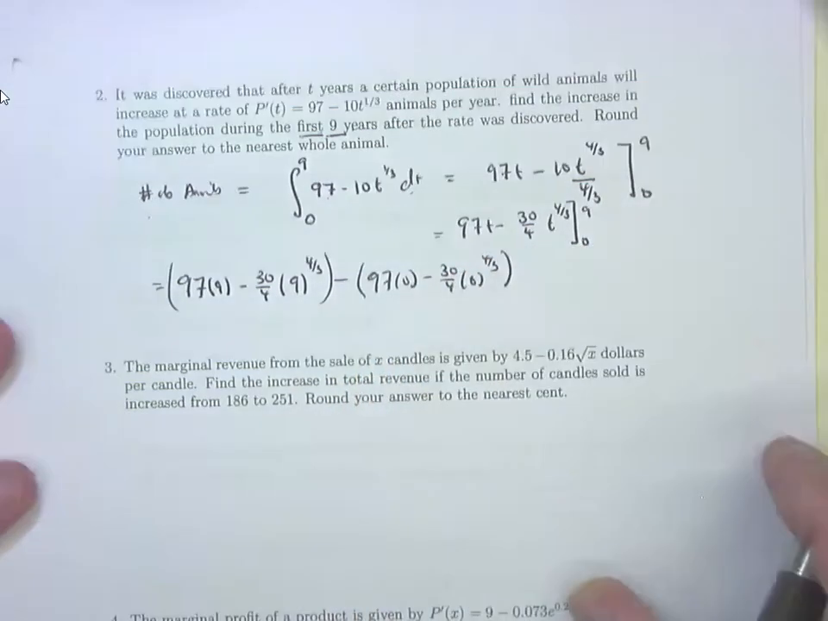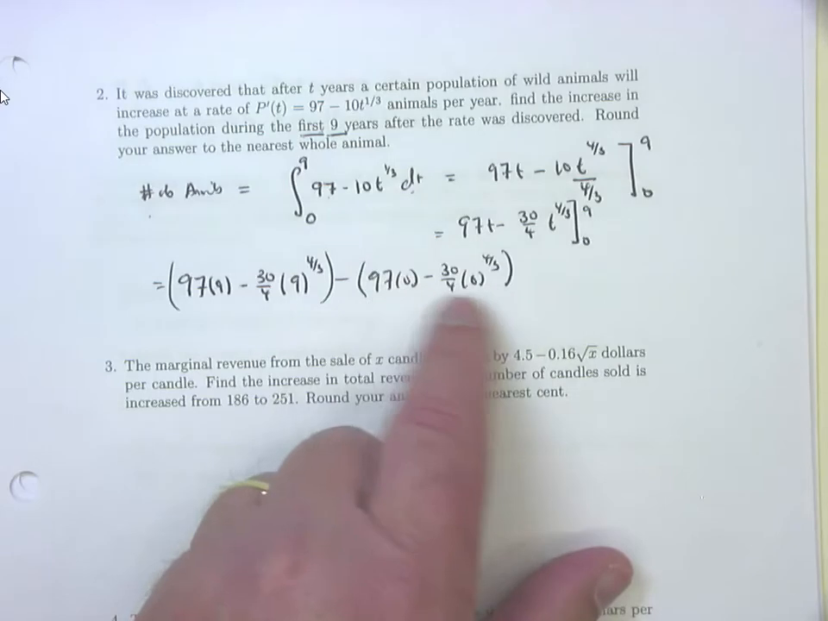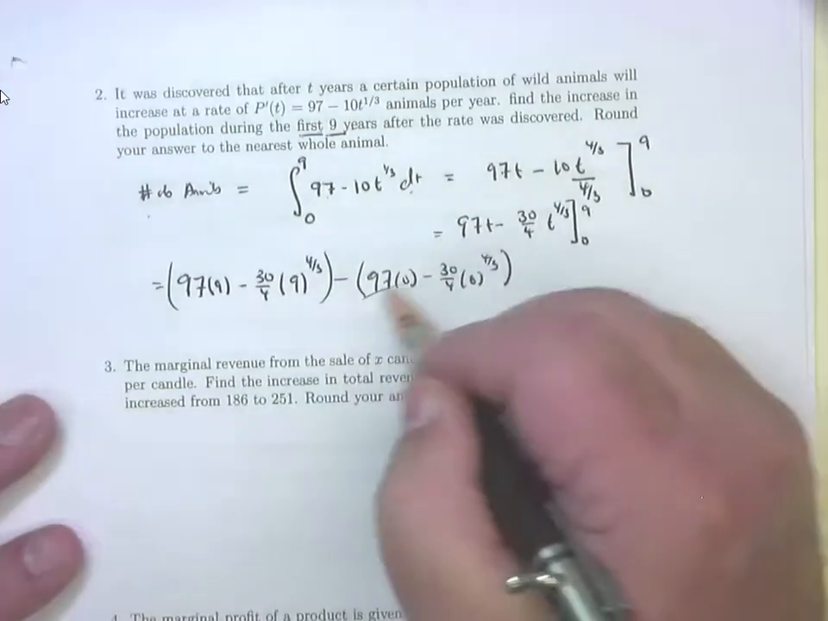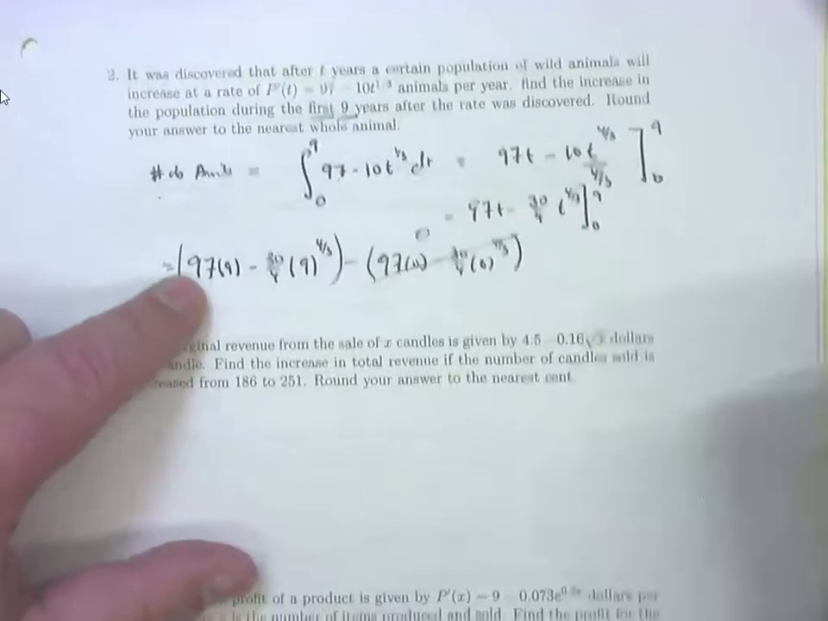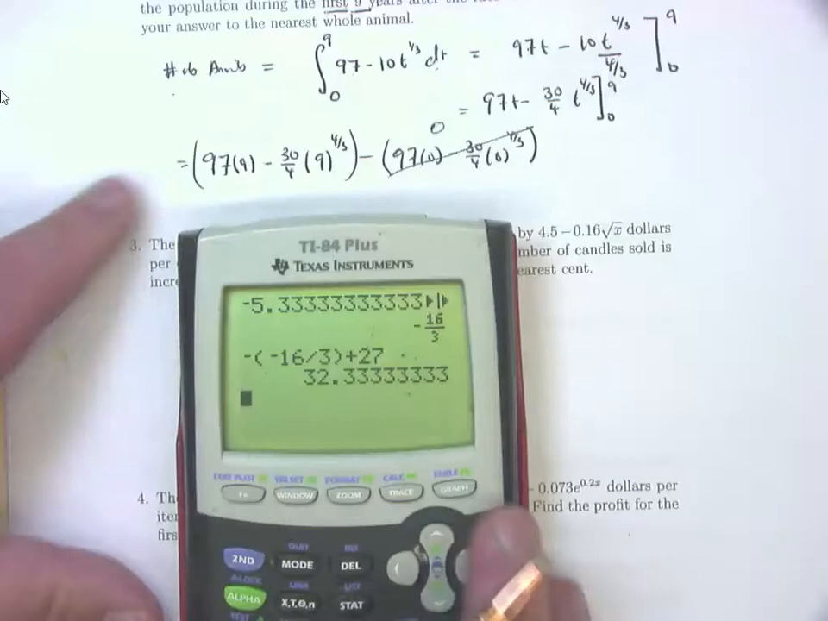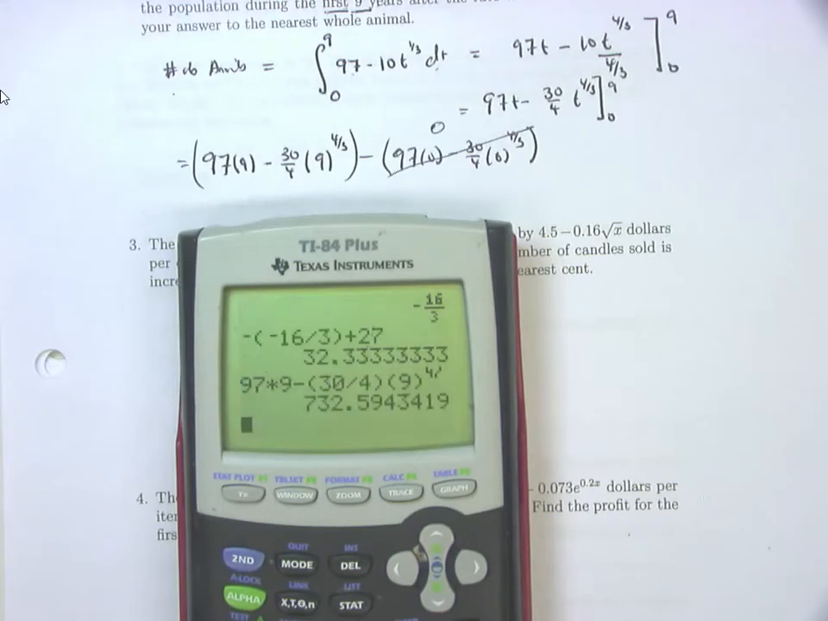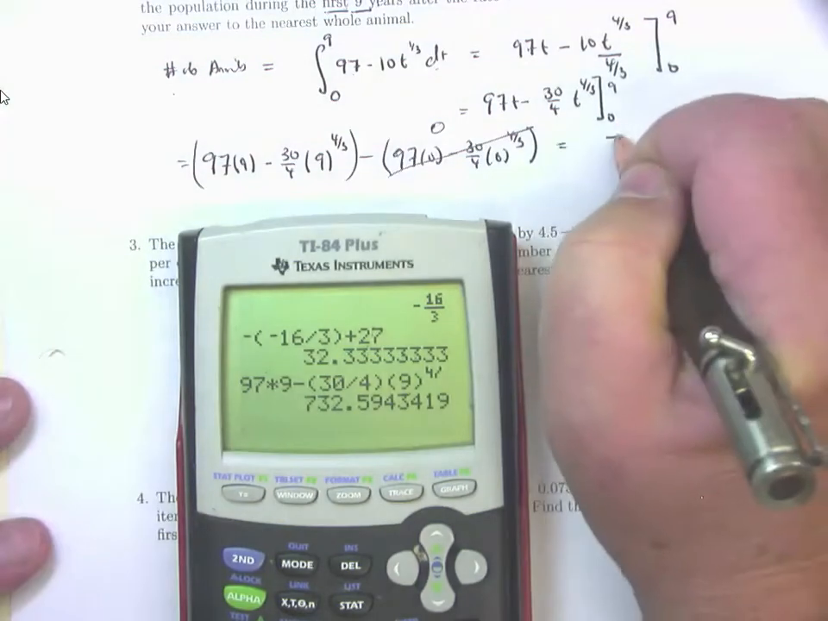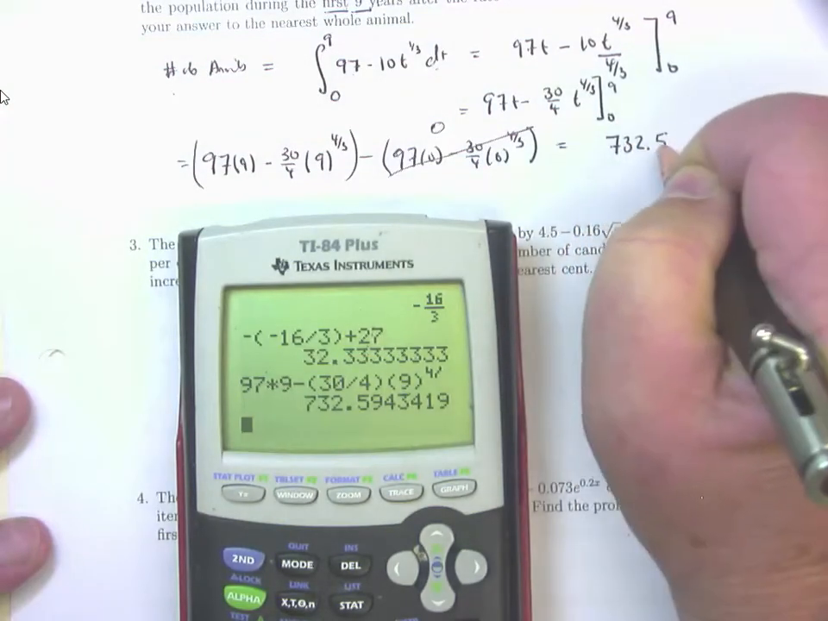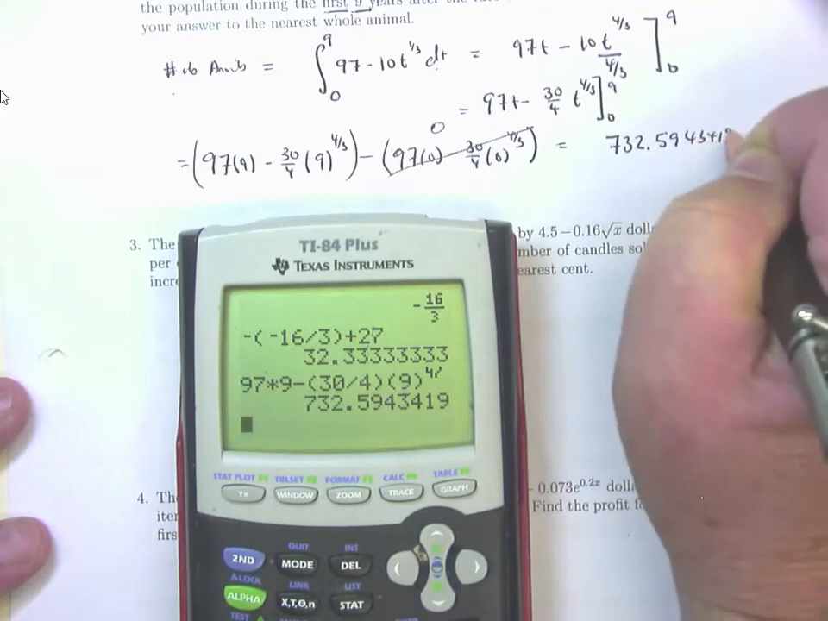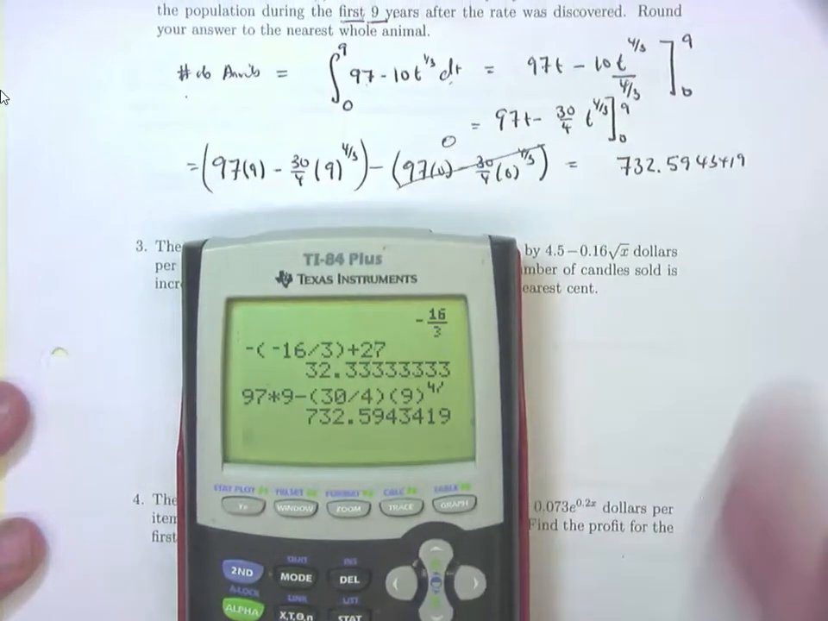Does that make sense? Got a question for you. When you plug in 0 for t, what's going to happen to both these two terms? They cancel. This becomes 0. So all I've got to do is type in this guy here: 97 times 9 minus parentheses around fractions, 30 divided by 4 times 9 to the 4/3 power. And I end up getting 732.59434419. So when you go back over, you can double check yourself that you got this answer.